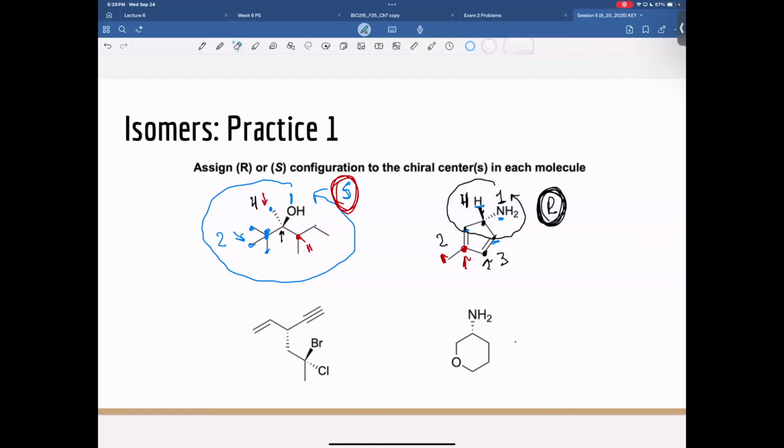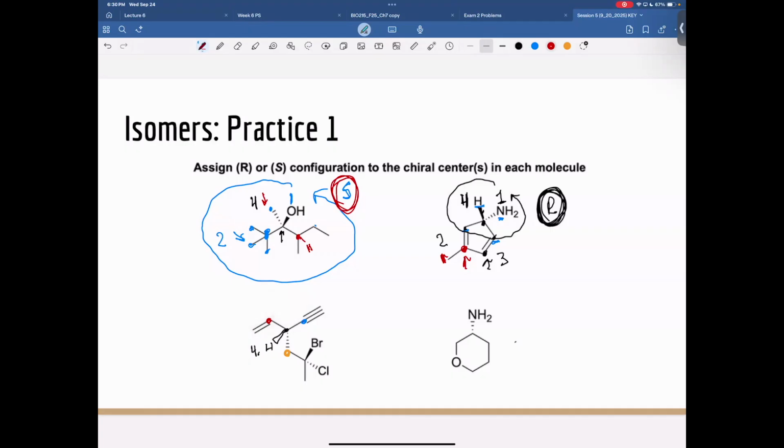So looking at this carbon right here, we go to the first layer out. So we have this carbon, we have this carbon, and then we have this carbon. They're all carbons, so we can't really determine which one is the highest priority. But we do know that on this molecule, there is a hydrogen, and that hydrogen will be right there on that wedge. So that hydrogen has a lower atomic number than all the rest of the carbons, so we know that the hydrogen is automatically 4.